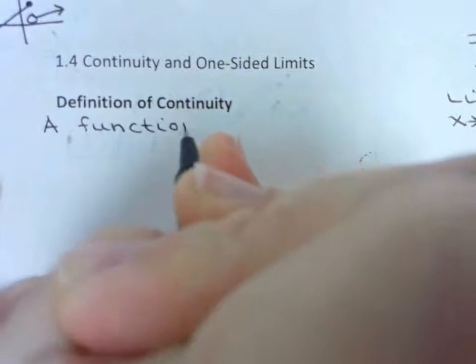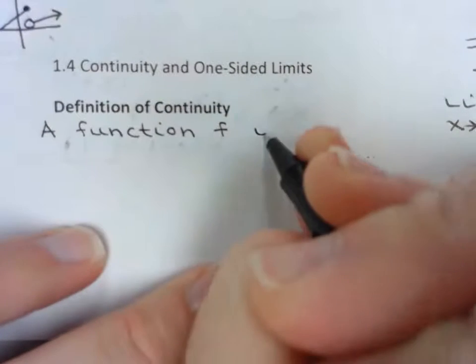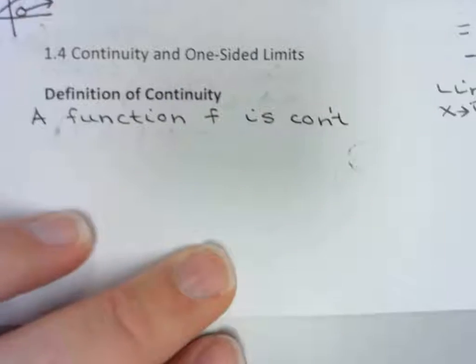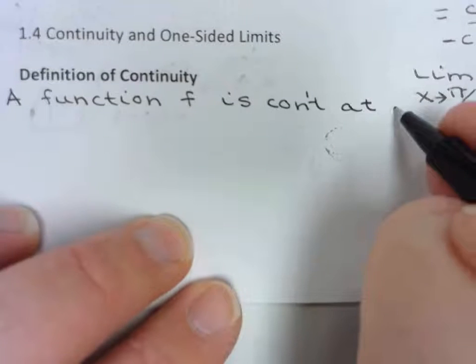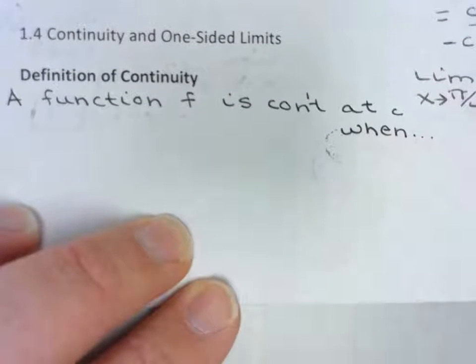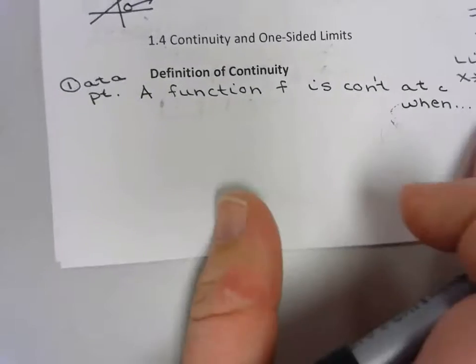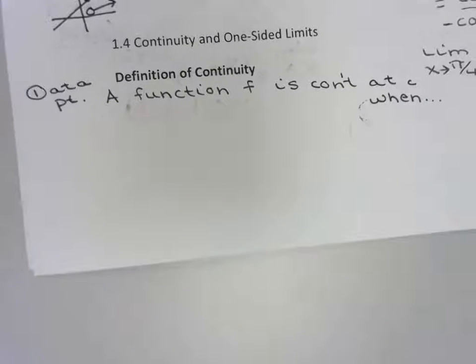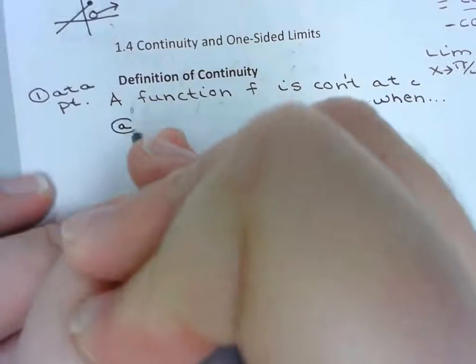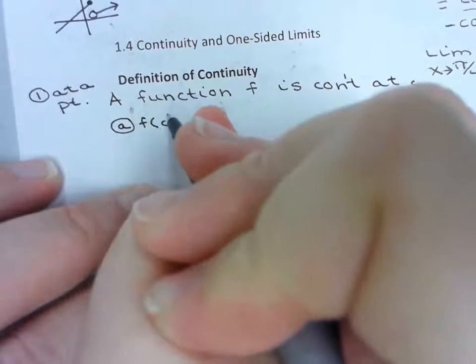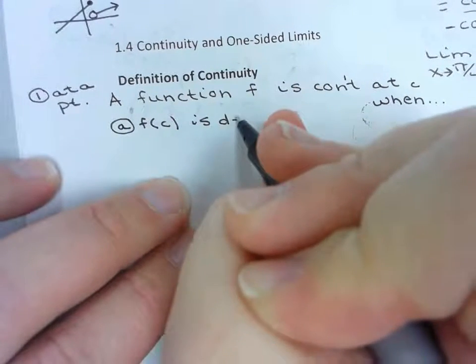A function f is continuous at c when, and these are the three components. Now, this is continuity at a point, so the first one is at a specific point. We'll talk about the difference; it's not really a big difference. The first thing is how we tell whether something is continuous at a specific point. As we go through, this should make sense with what we already talked about. So the first part, part A, f of c is defined.